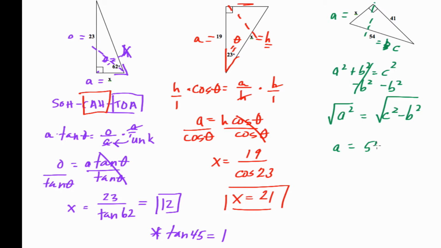c is 54. So 54 squared minus 41 squared. And when I put that in my calculator, and I'm calling this unknown x, so I'm going to write this as x. When I put it in my calculator, I get 35.